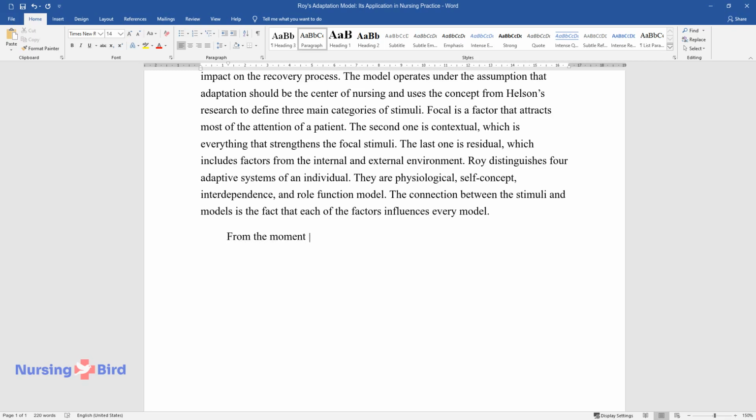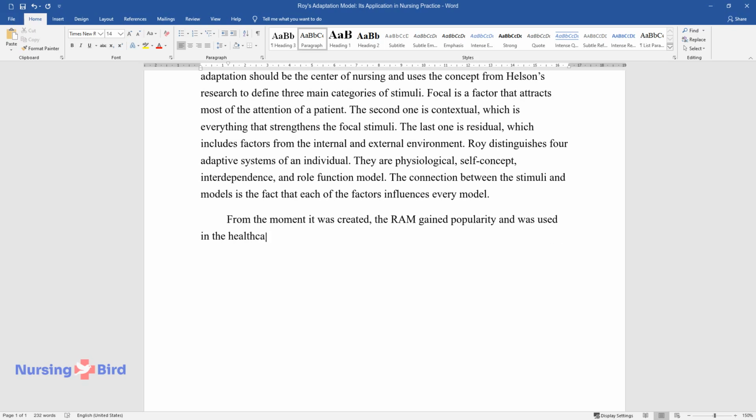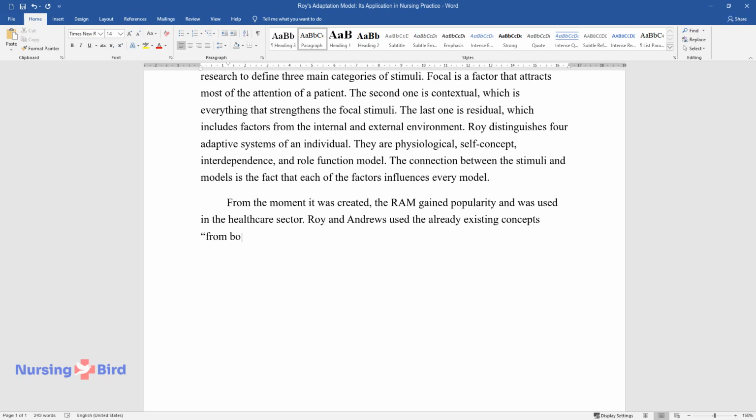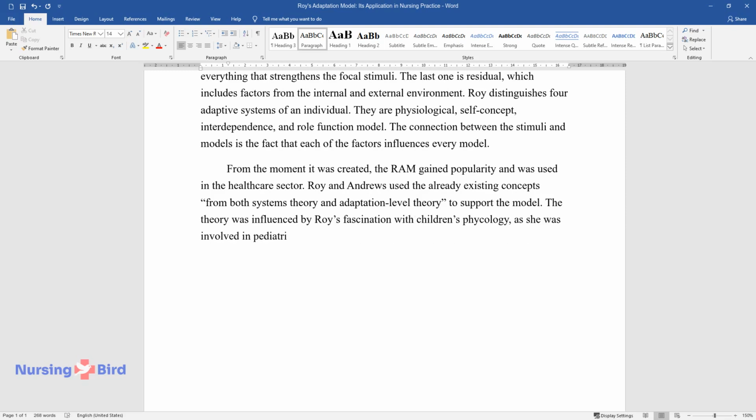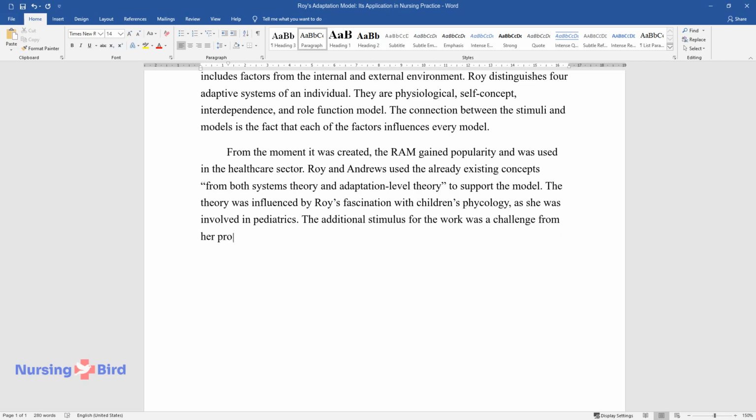From the moment it was created, the RAM gained popularity and was used in the healthcare sector. Roy and Andrews used the already existing concepts from both systems theory and adaptation level theory to support the model. The theory was influenced by Roy's fascination with children's psychology, as she was involved in pediatrics. The additional stimulus for the work was a challenge from her professor.